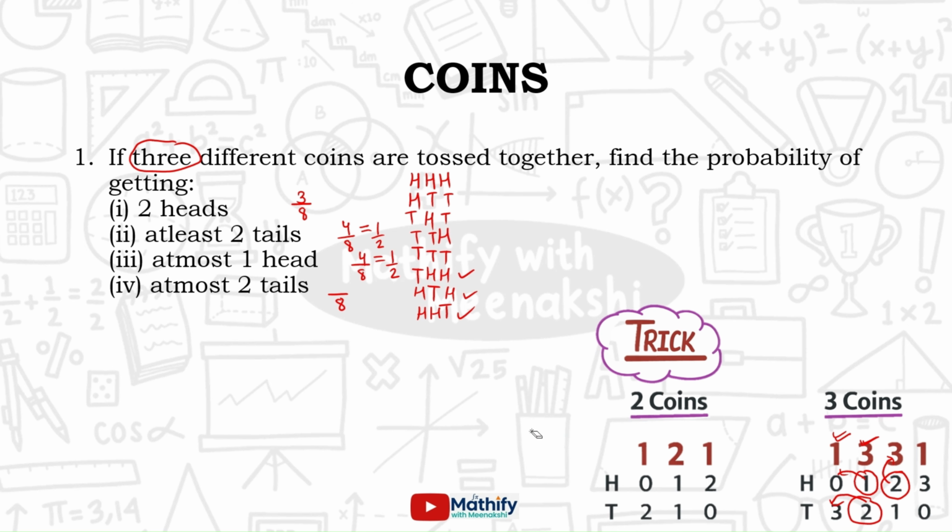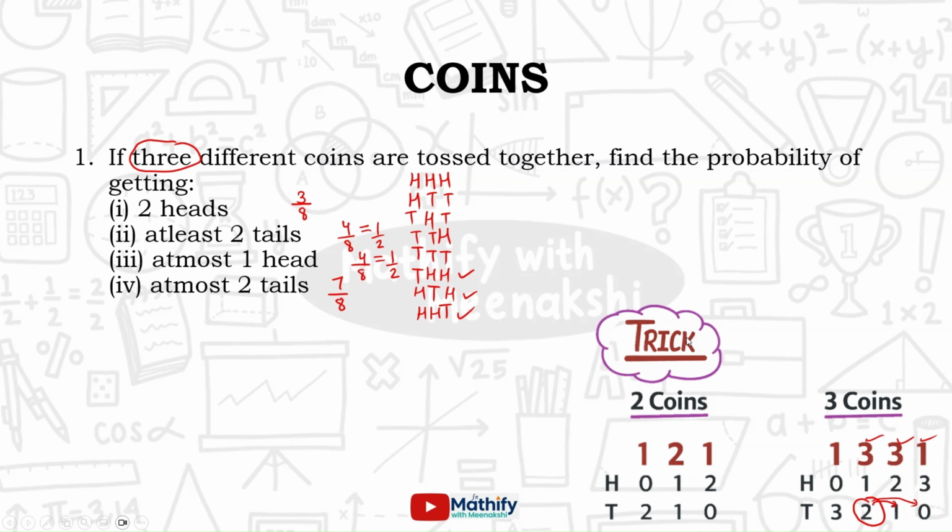At most two tails. I will rub this first so that it will be easy for you to understand this trick. Now, at most two tails. Again you will circle tails, that is two tails. At most, you will have to do the opposite. That means you will take the lesser numbers, 1 and 0. So just add these: 3, 3, 1, that is 7 by 8. I hope that you like this trick. Otherwise you have to add with the help of all the outcomes.